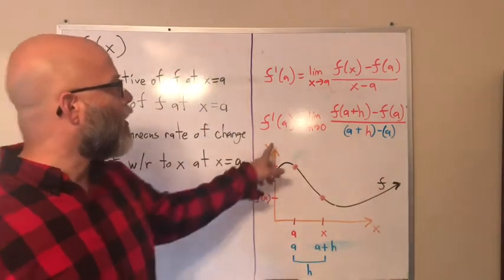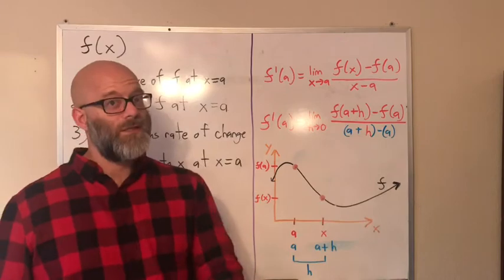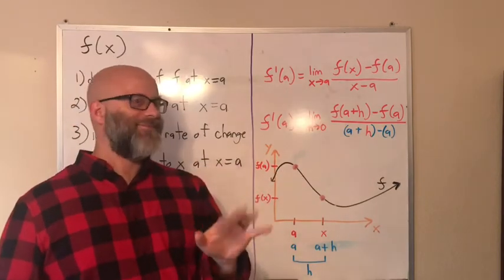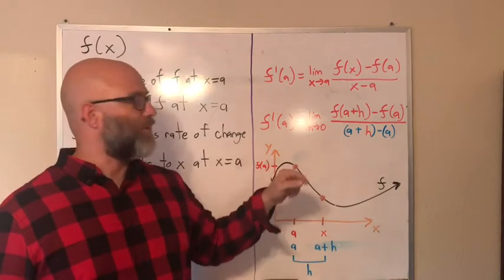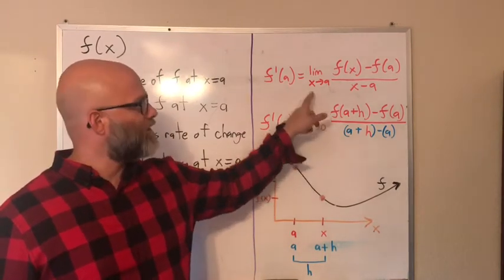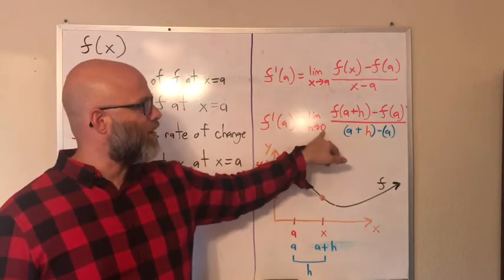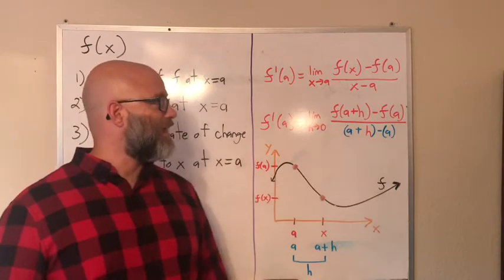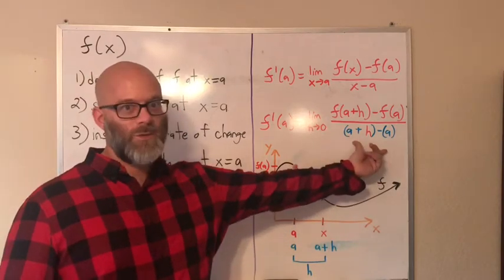All right, here's an alternate definition that you also need to know for the derivative. And it looks different, but it's actually exactly the same. But it's also very popular. So f prime of A is also equal to the limit as h approaches 0. This is x approaches A. This is h approaches 0 of f of A plus h minus f of A over A plus h minus A. Notice the limit of a difference quotient.